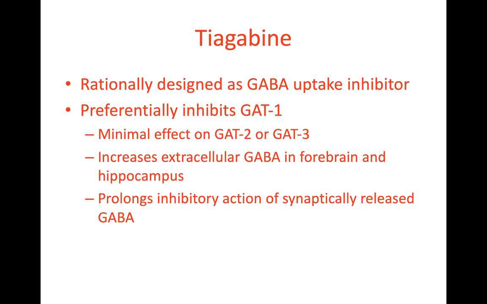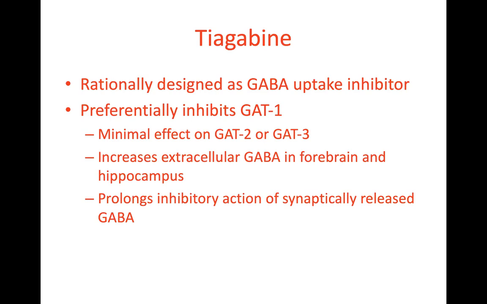That's what I'm talking about when I say rationally designed. So this one was designed as a GABA uptake inhibitor. The idea is that by blocking GABA uptake, you leave more GABA out in the synapse, so you have more of an inhibitory effect there. This preferentially works on GAT1. It doesn't affect GAT2 or GAT3.